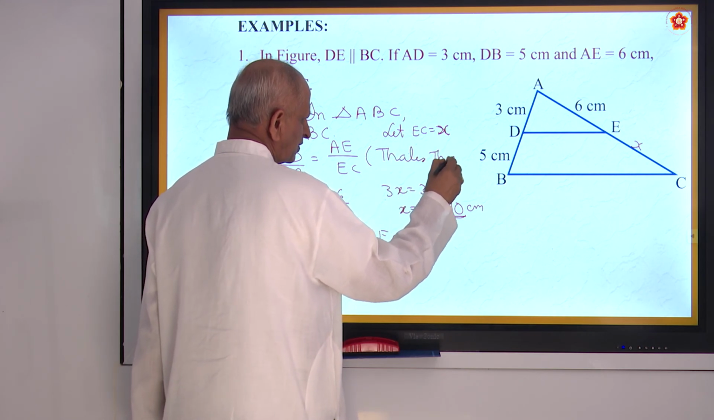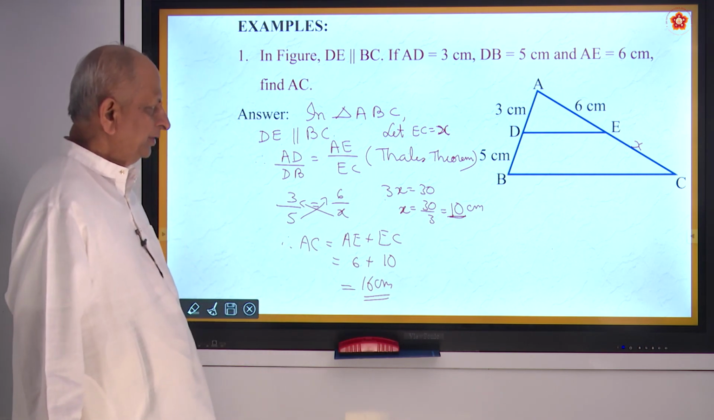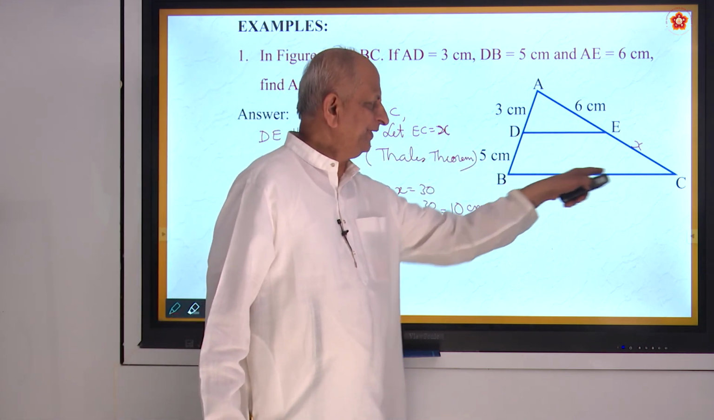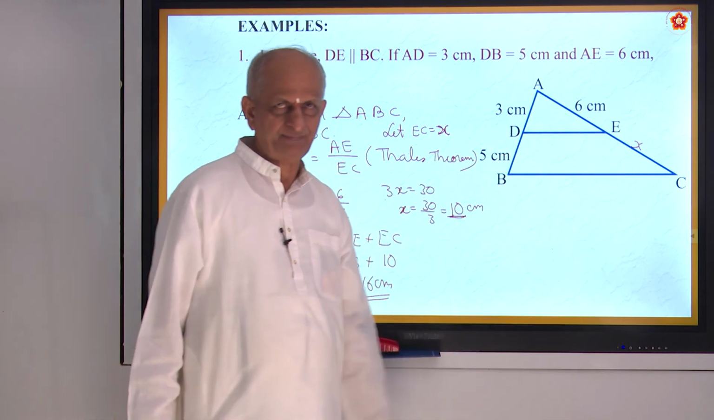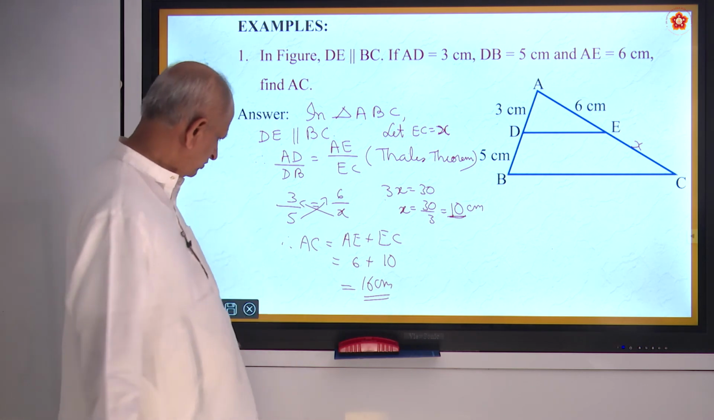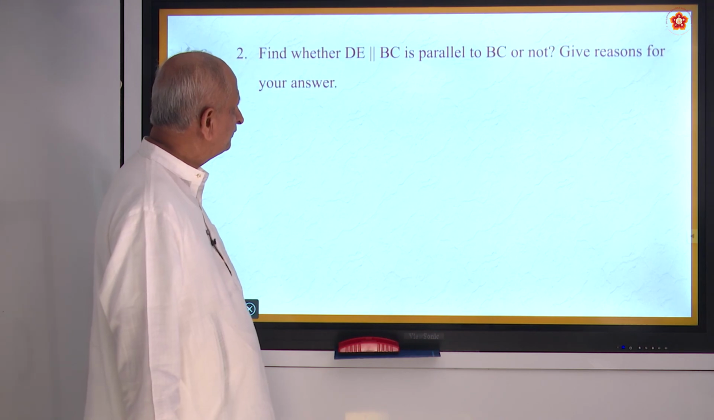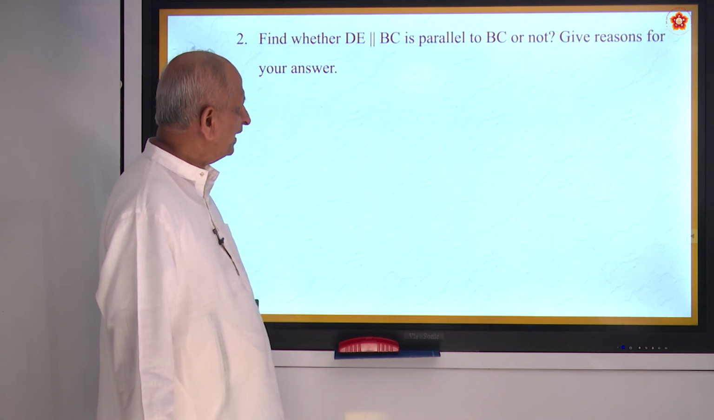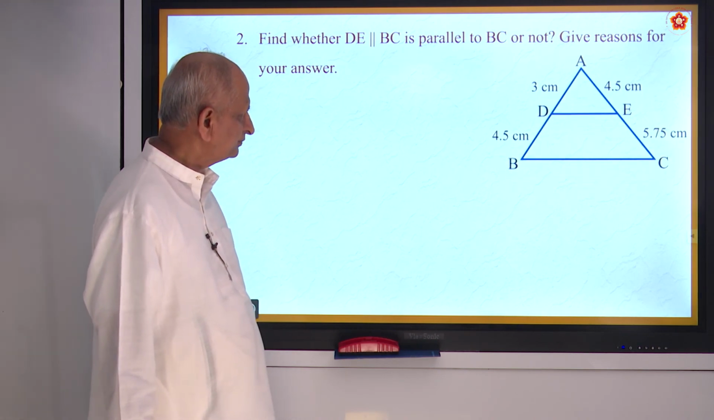That is the reason for that. So DE is drawn parallel to BC, then it divides the two sides proportionally. That is the meaning of this. Noted? Okay. So we pass on to the next sum. Find whether DE is parallel to BC or not. Give reasons for your answer.